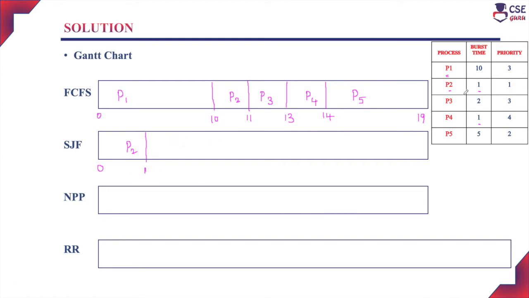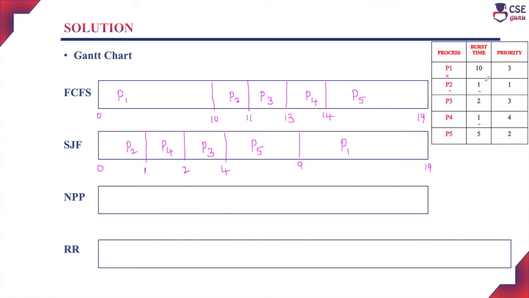And then the next least CPU burst time, if you consider, is P4, that is the same CPU burst time. So next process P4 will execute with the CPU for 1 millisecond. Totally it is 2. Next, process P3 with 2 milliseconds, total it is 4. And next, process P5 with 5 milliseconds, and next process P1 with 10 milliseconds. So totally 19.